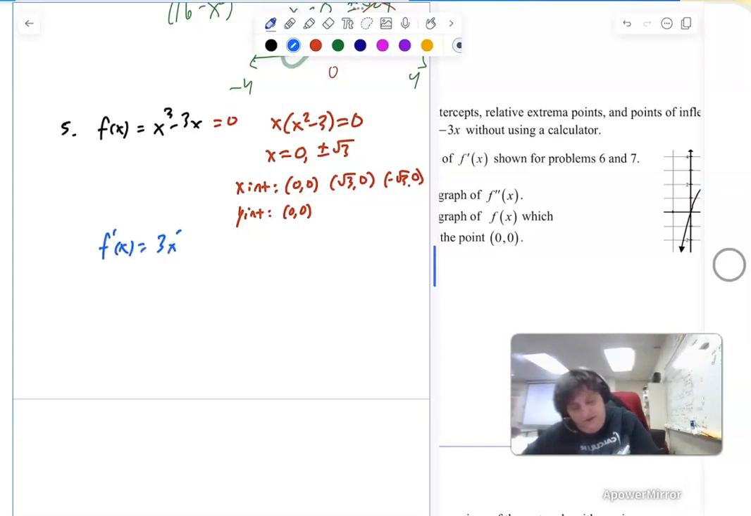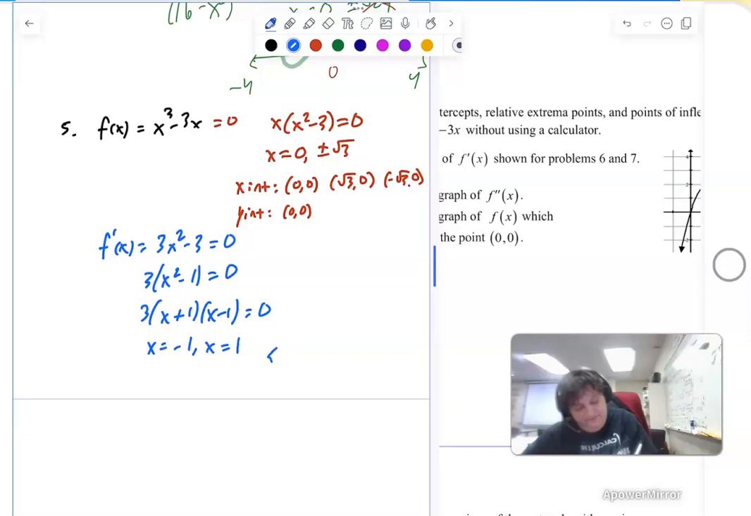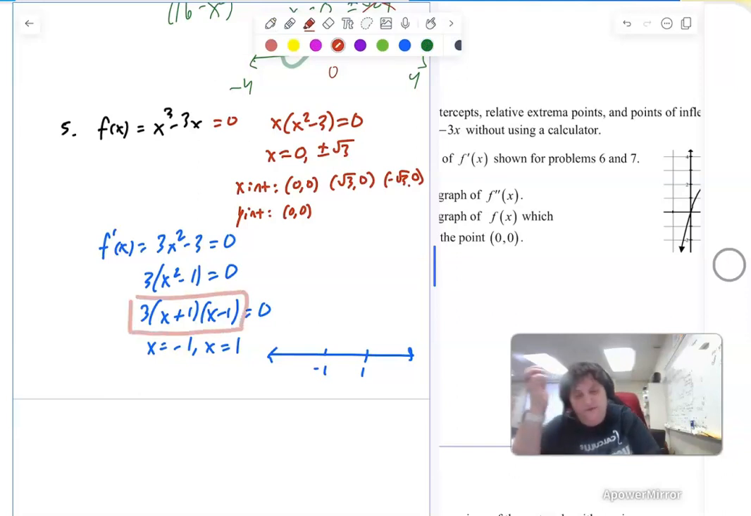This is going to be 3x squared minus 3. And I'll go ahead and factor this all the way out because it's a difference of squares. I get x plus 1, x minus 1. Okay, so my critical points are at plus minus 1. And I'm going to go ahead and test them into the derivative. And I think I'll test them into this one that's nicely factored out for me.